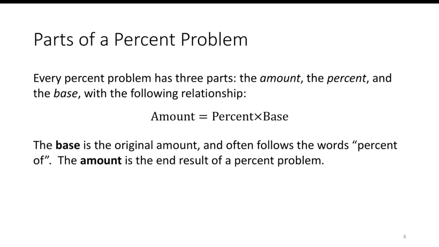Again, every percent problem has 3 parts: the amount, the percent, and the base. With the following relationship: the amount is the percent times the base, percent of the base. So the base is the original amount and often follows the words percent of. The amount is the end result of a percent problem. If you're trying to figure out which one is the amount or the base, think about what you're taking the percent of. What you're taking the percent of is the base, and the result you get after doing that is the amount.